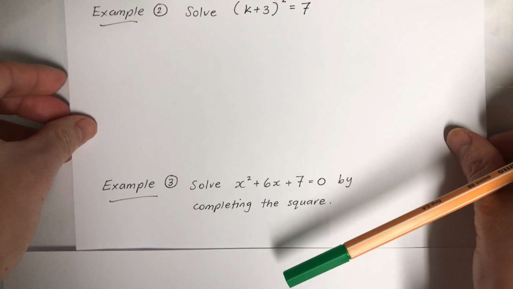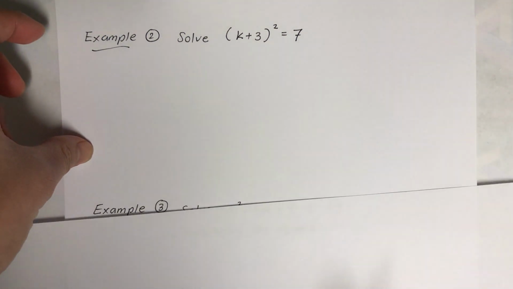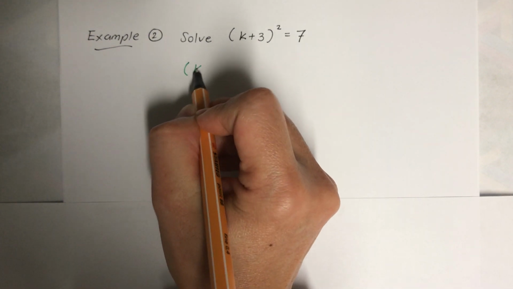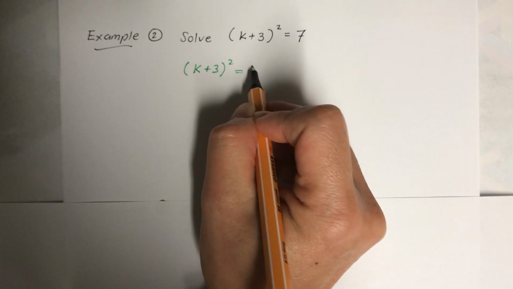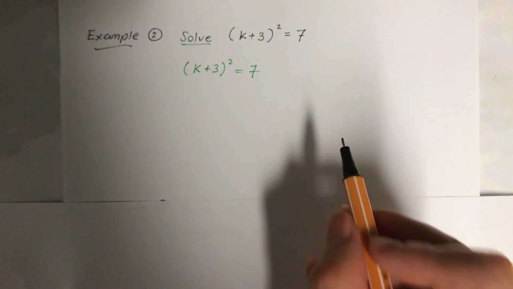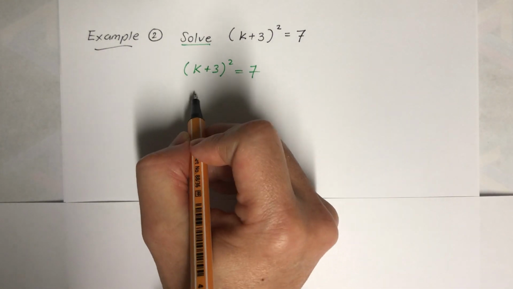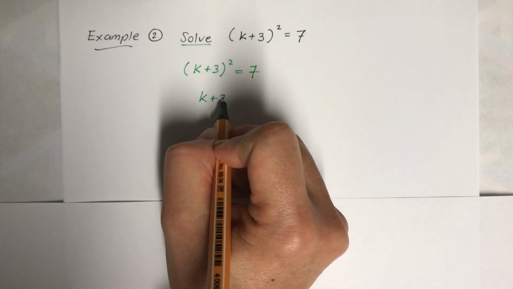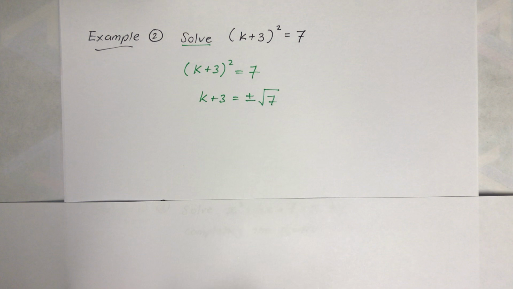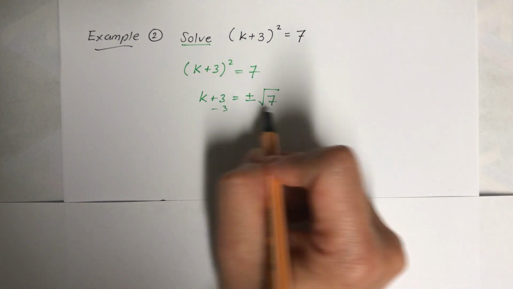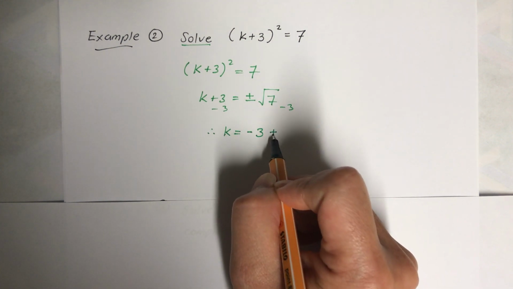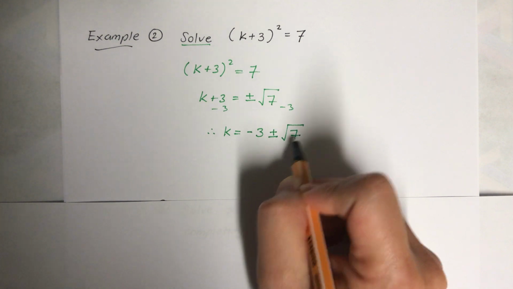Now this one's not really completing the square, just solving as well. So let's have a look at that. Now when you solve this, k plus 3 squared equals 7. Now when it says solve for k, I want it to be k equals something. That's my goal. So I'm going to get rid of the square part, equals plus minus root 7. Okay, and I want k by itself, so minus 3, minus 3. So therefore k equals minus 3 plus minus root 7.